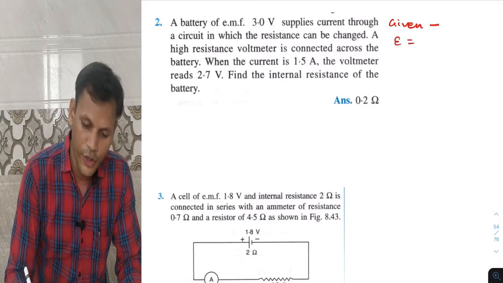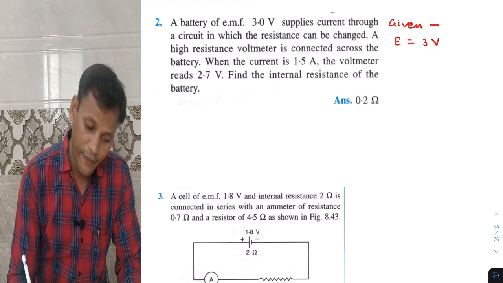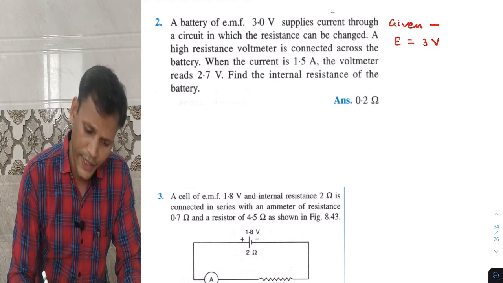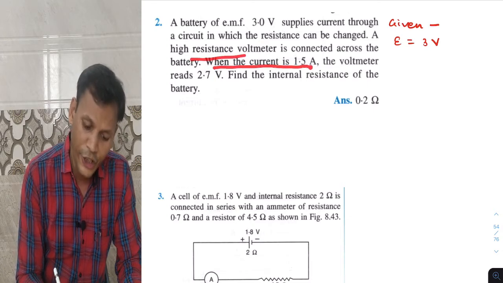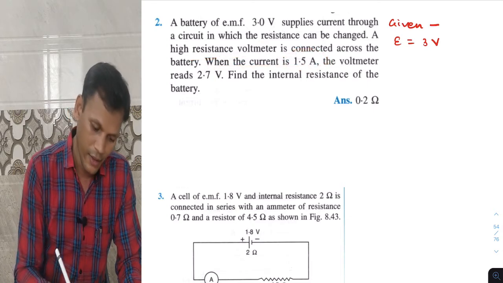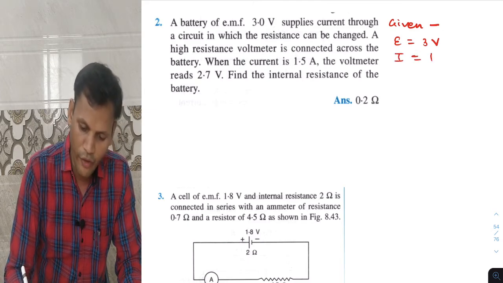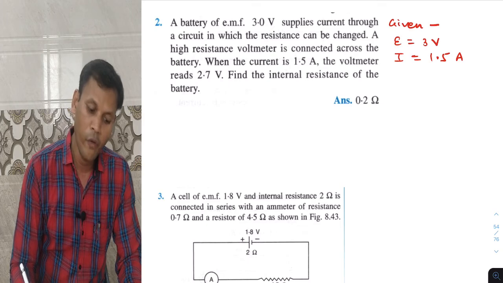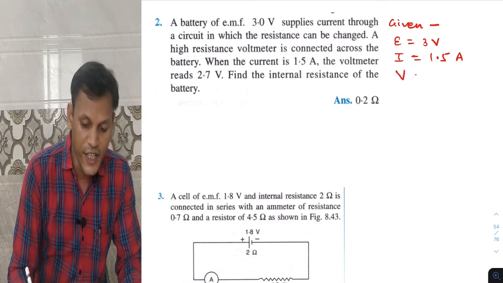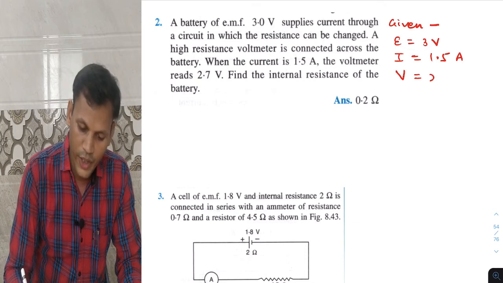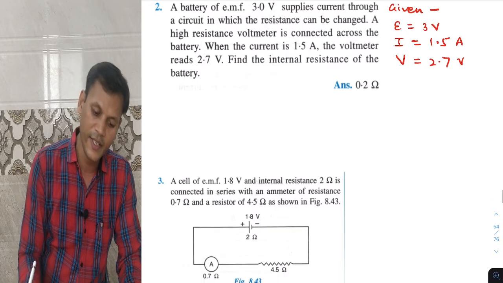EMF E is equal to 3 volt. A high resistance voltmeter is connected across the battery when the current I is given. Current I is equal to 1.5 ampere. What does the voltmeter read? Potential difference V is 2.7 volt. We have to calculate the internal resistance.